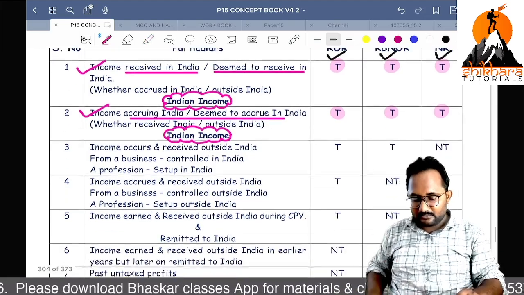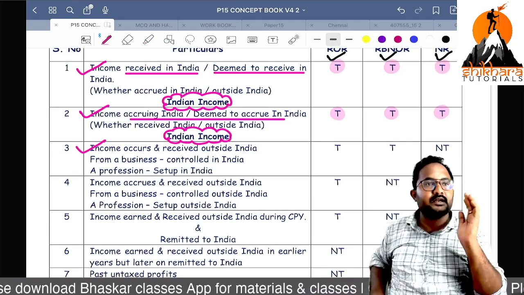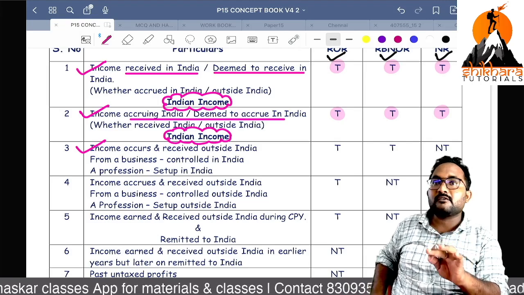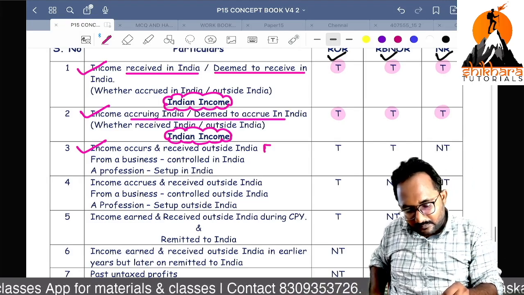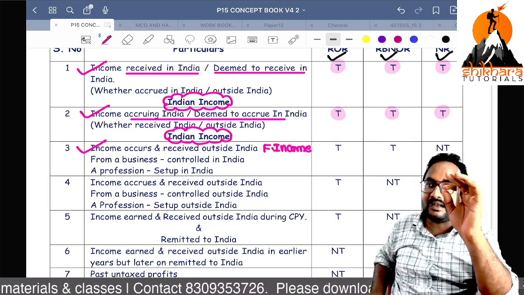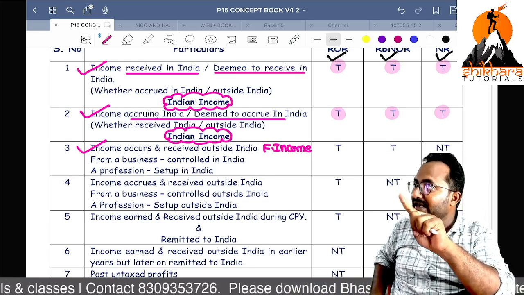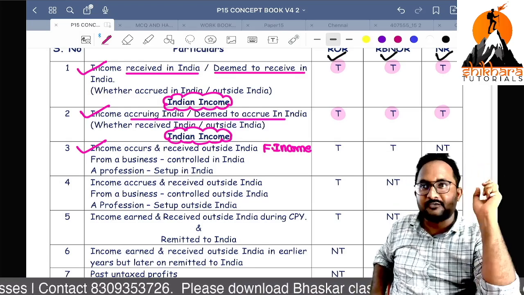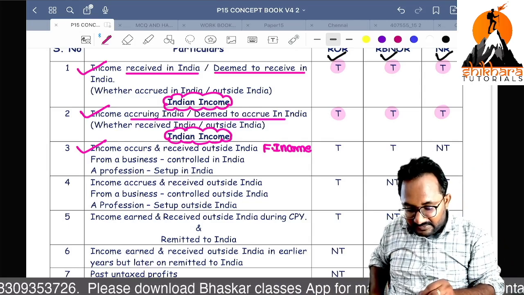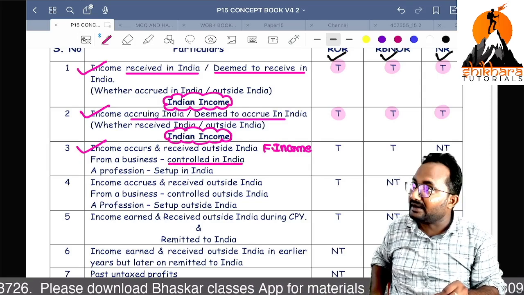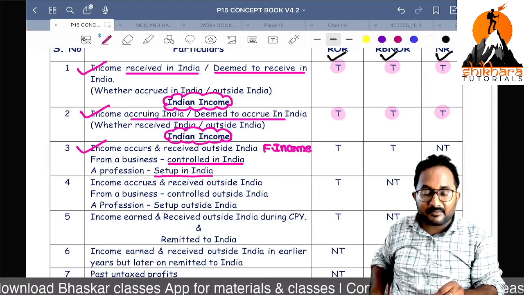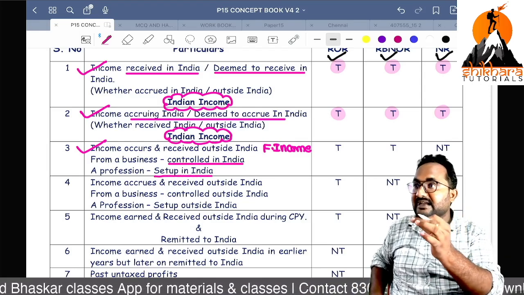Now, the third one is important. Income accrues outside India and is received outside India. What is that income? Foreign income. If it is foreign income, it will be taxable only in the hands of whom? Resident and ordinarily resident. But there is a special foreign income: you earned and received it outside India, but from a business that is controlled in India, or you are earning that income from a profession that is set up in India. That foreign income has a connection with India.